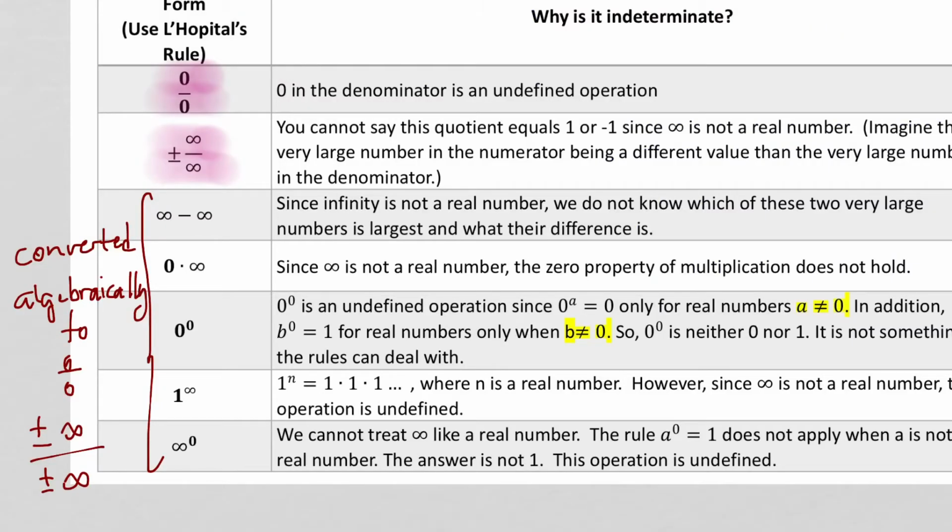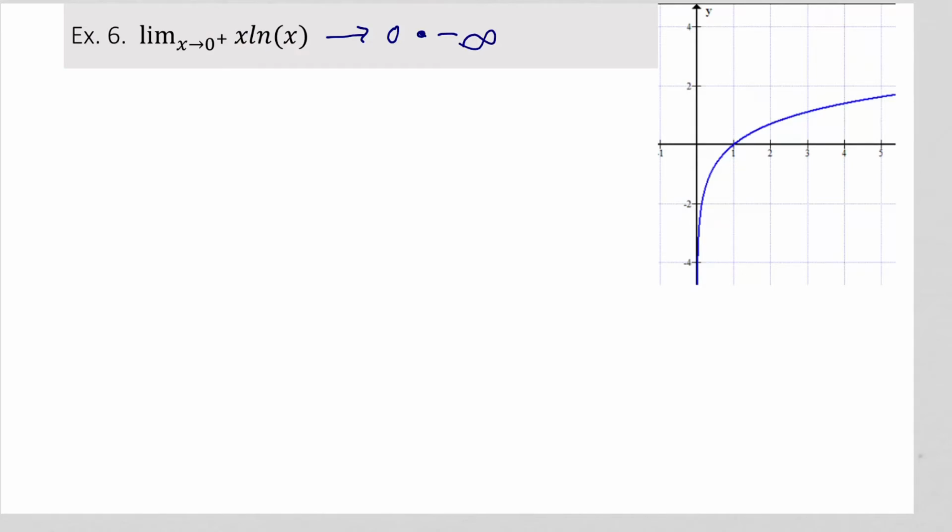This is this indeterminate form here. So we want to try to convert that into 0 over 0 or infinity over infinity so we can apply L'Hopital's rule. So this means we need to get it in quotient form. So the technique we use to do that is we say this is the same thing as the limit as x approaches 0 from the right of ln of x divided by 1 over x.